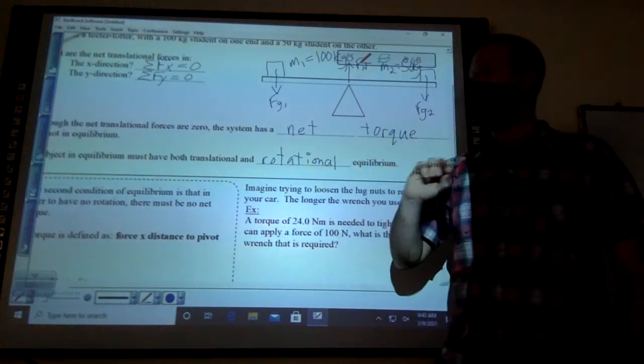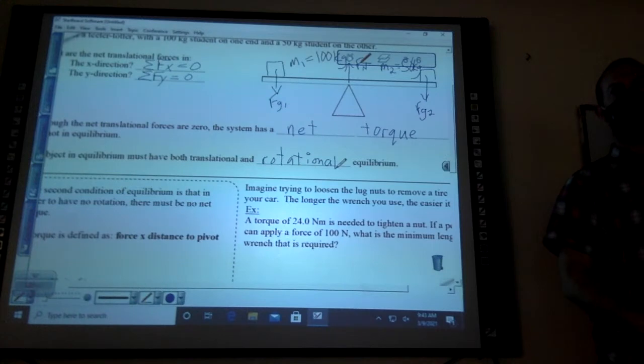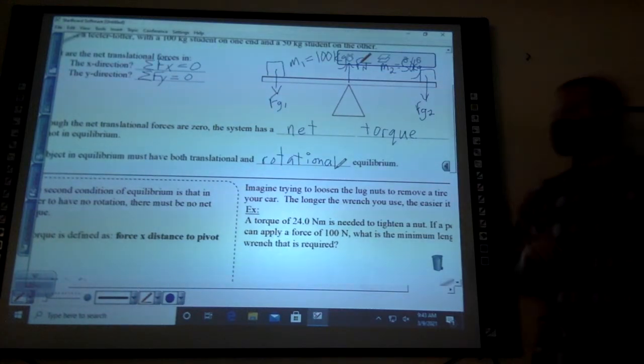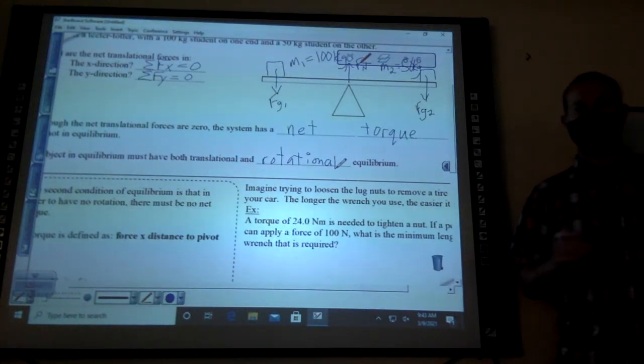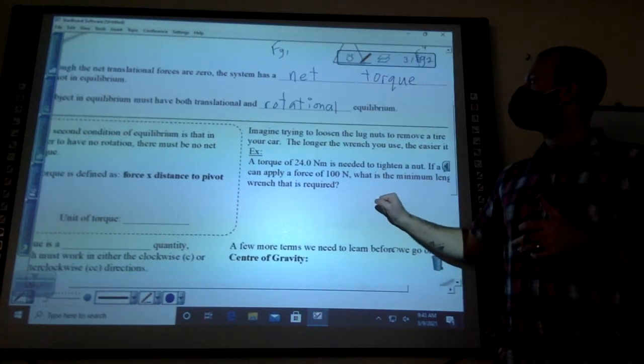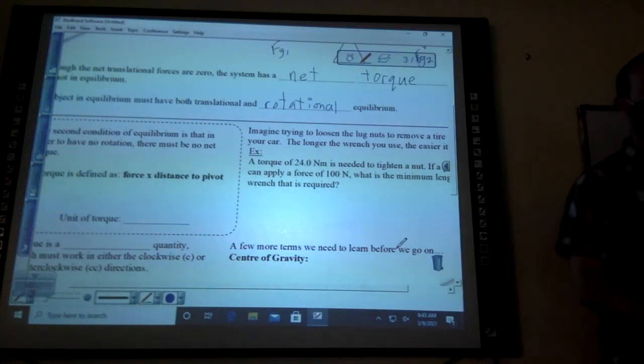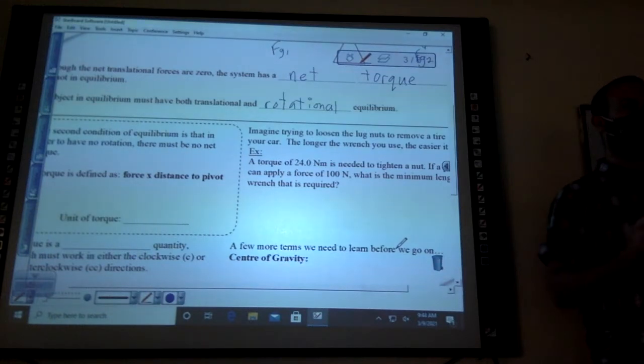Is it the same as what, sorry? Dynamic equilibrium means that we are moving, but it's in equilibrium, which is still slightly different than this. So if something is not in rotational equilibrium, it means you're going to have some rotation.